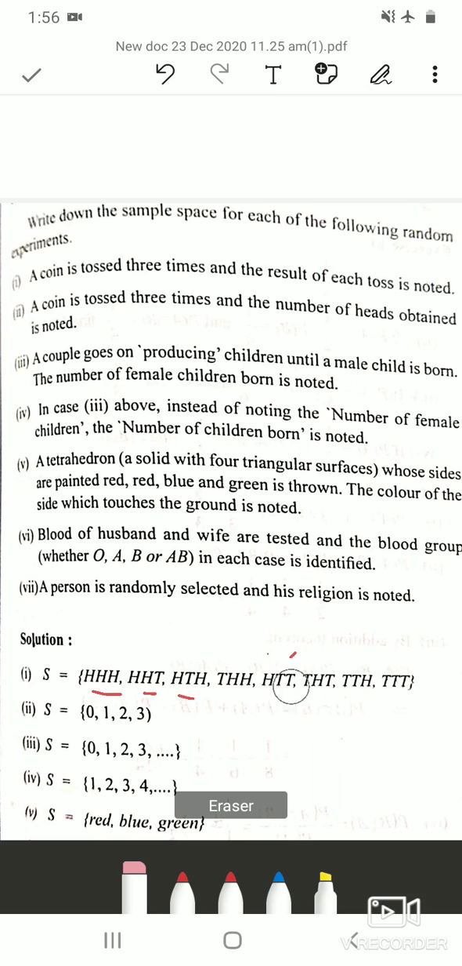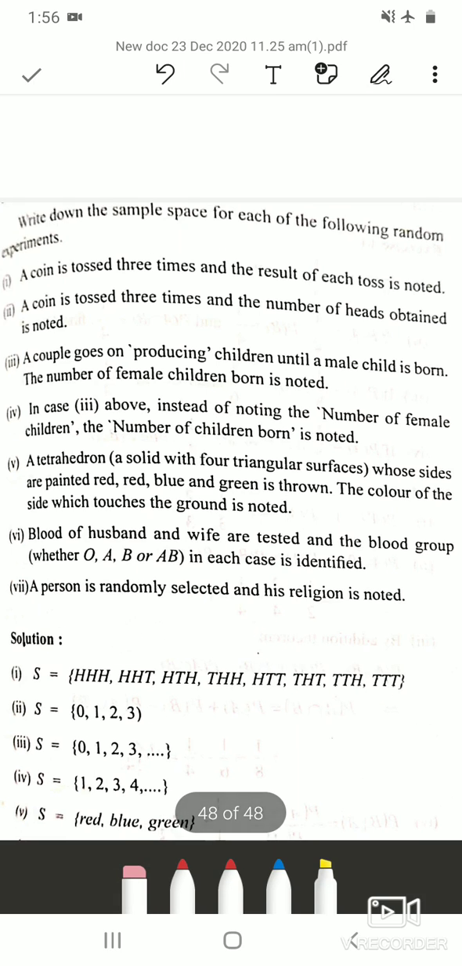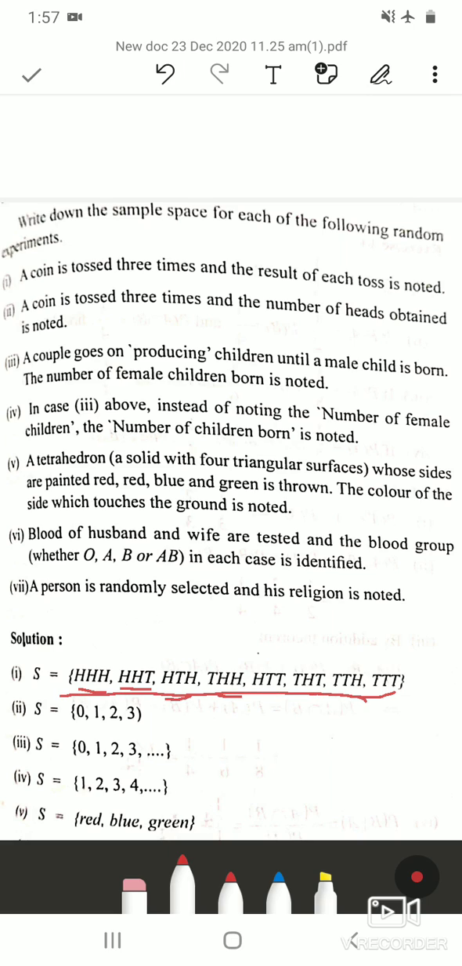So what are the sample points? Let us see. When you toss the first coin, you may get head, and the second time you toss, again you can get head, and the third time you toss, again we can get head. So the first sample point can be head, head, head, and similarly the next possibilities would be head, head, tail, head, tail, head, tail, head, head. Similarly, we can get all these sample points.